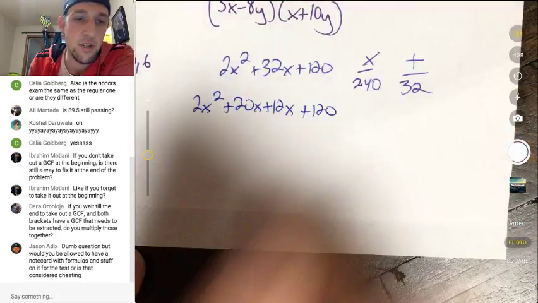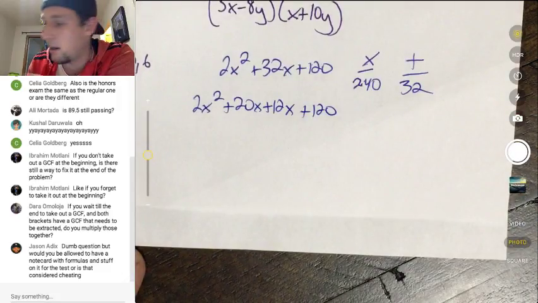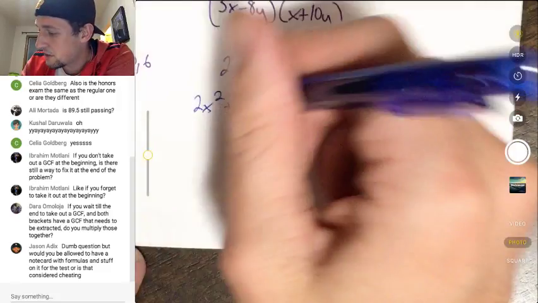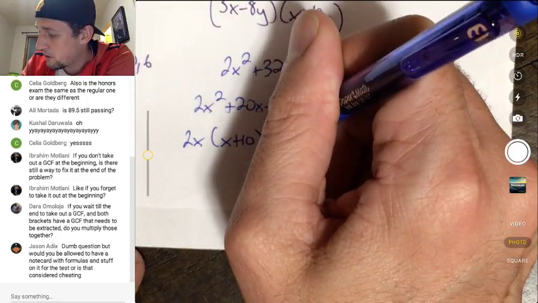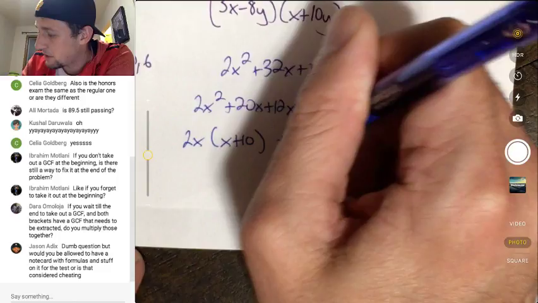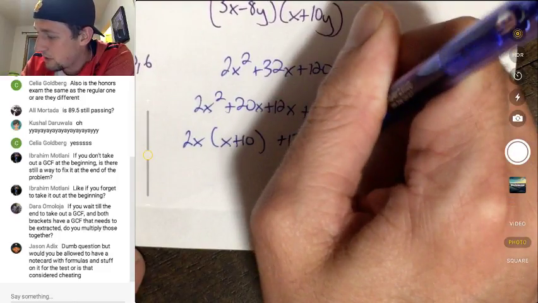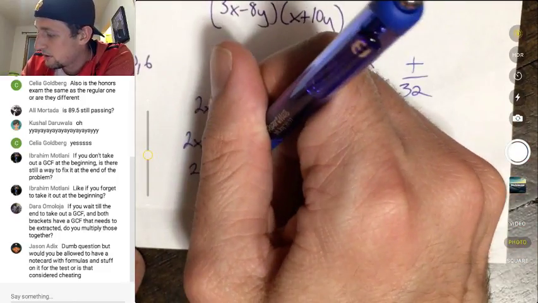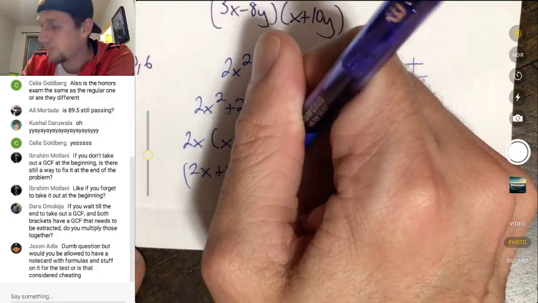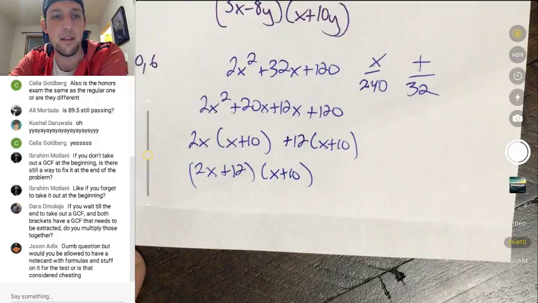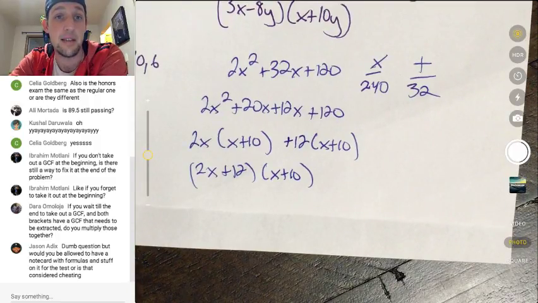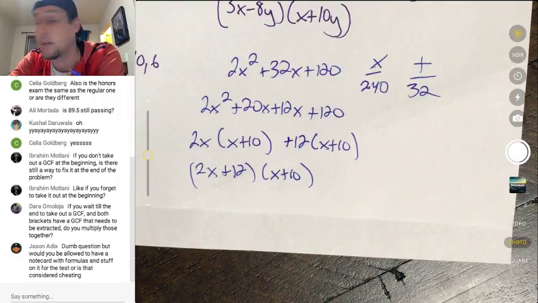I'll take out some GCFs. 2x, x plus 10, plus 12, x plus 10, and basically here's where you'll end up. You'll have 2x plus 12 times x plus 10. So I'll let you guys take a second and think about this. Also be thinking of any last second questions you have. Let's keep them as much on factoring as possible.